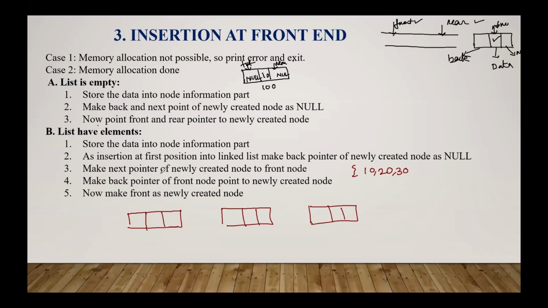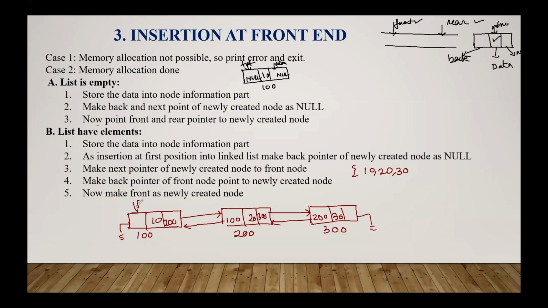For example, 10, 20, 30. The first node's address is 100, the second node's is 200, the third is 300. In the first node, the previous pointer stores a null value, and the next pointer stores the address of the next node, making the connection. Now here it stores the 100 address, making the connection back. Now it stores the address 300, making the forward connection. Then 200, the backward connection is done. So this is the null.